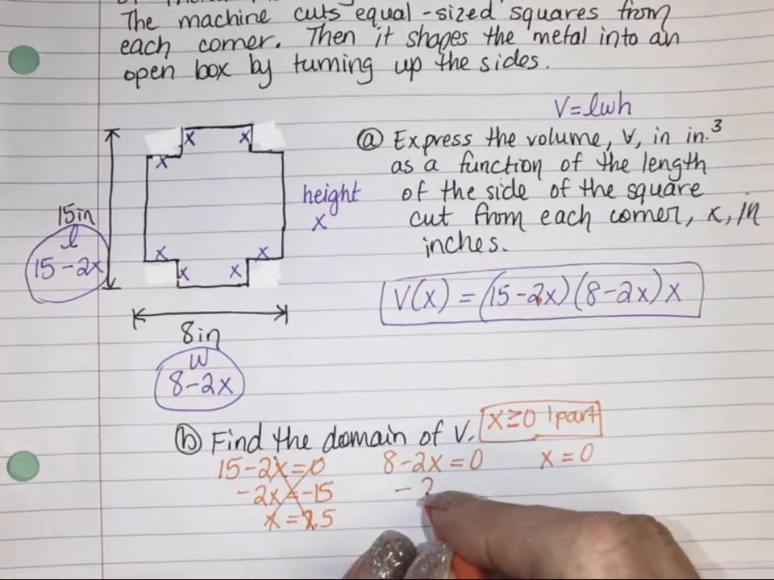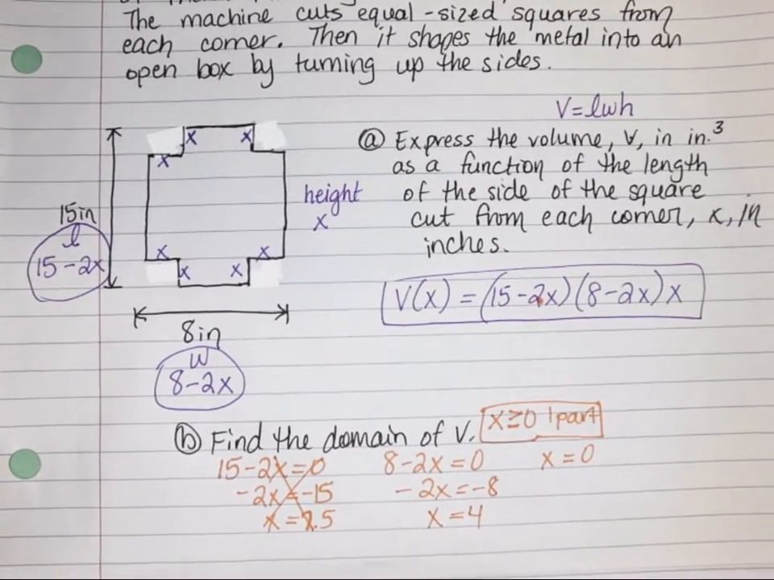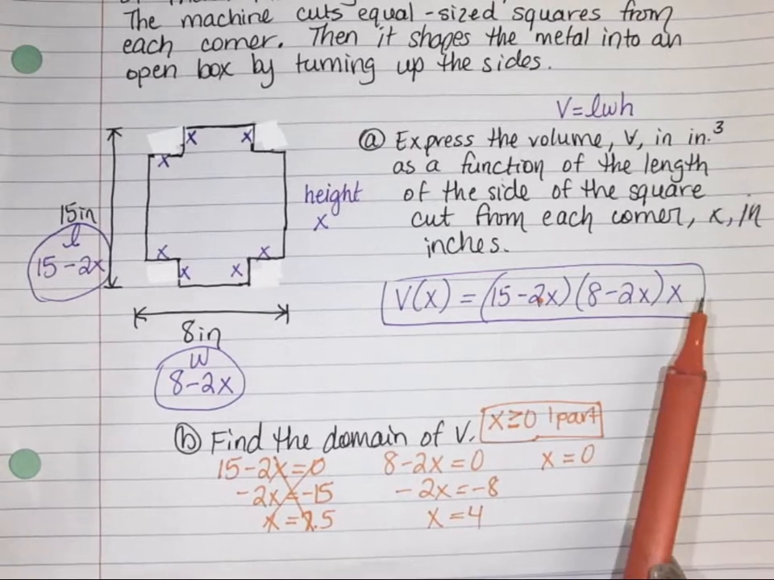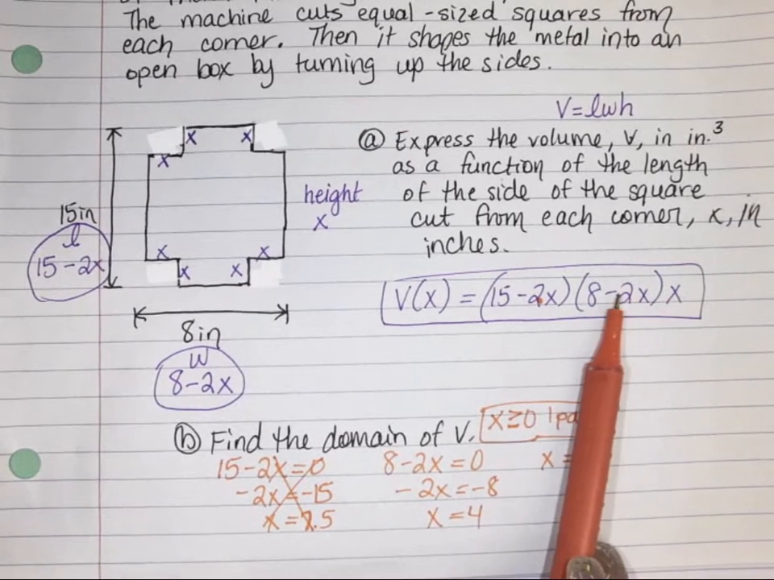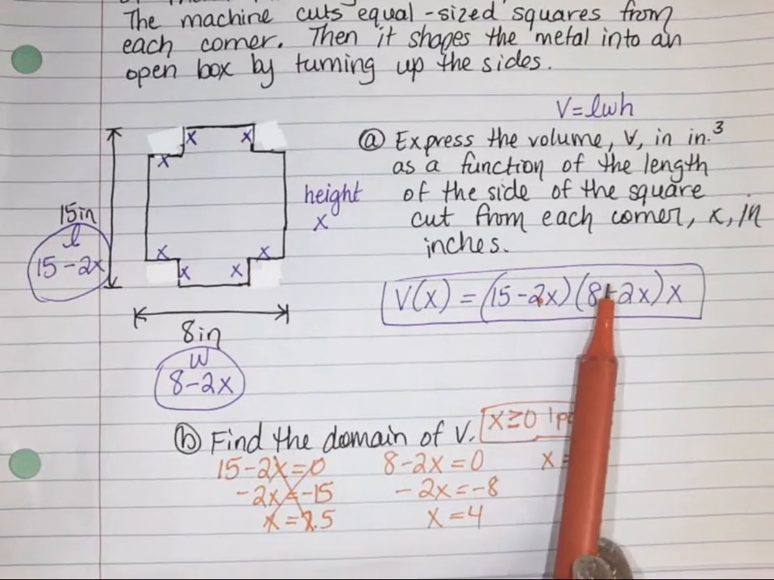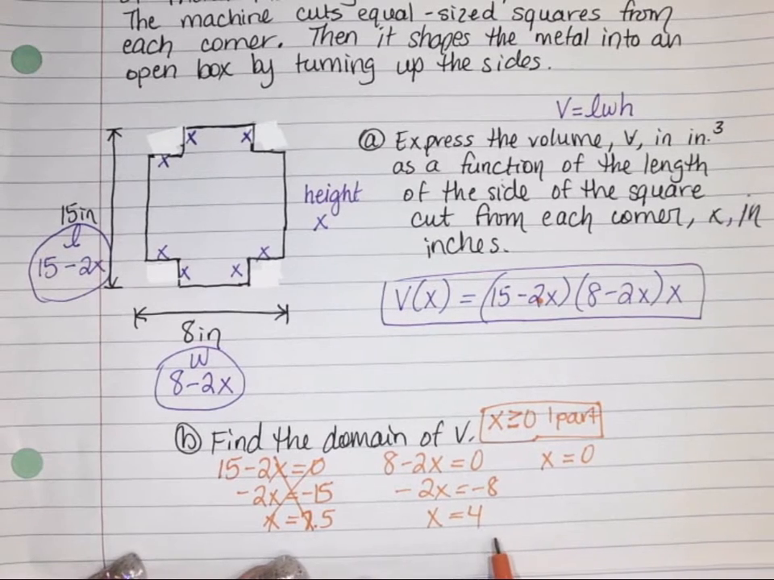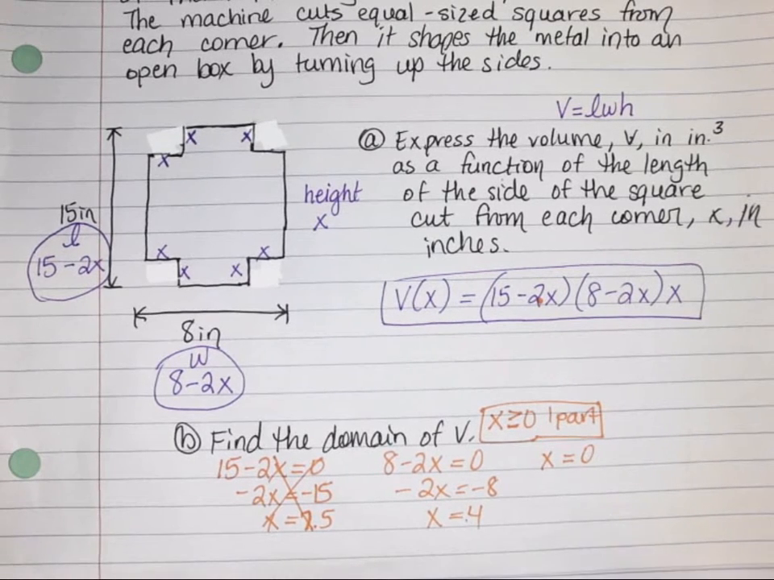Now let's check this part. So we get negative 2x equals negative 8, x equals 4. If I plug in 4 in this area, of course it's positive. This area, it's positive. 4 works here. 4 gives me a positive value in all parts. But then you need to think, can x be greater than 4? You can't be equal to 4. Okay?